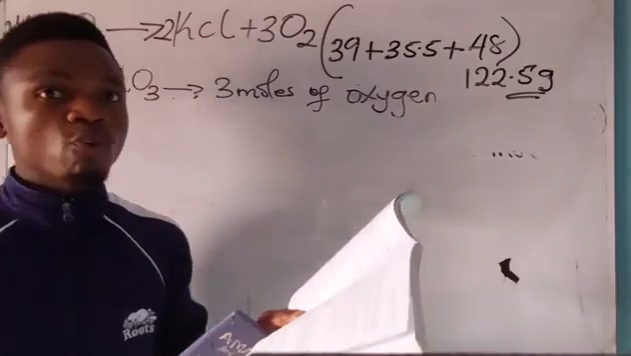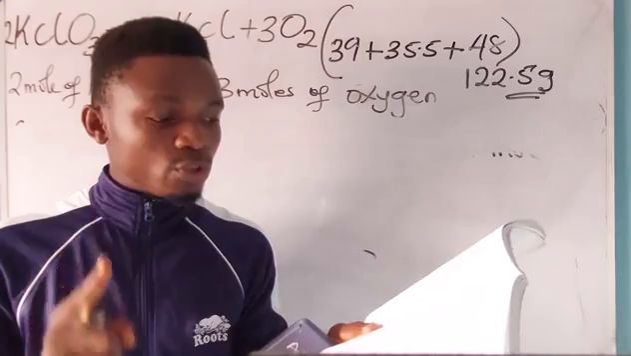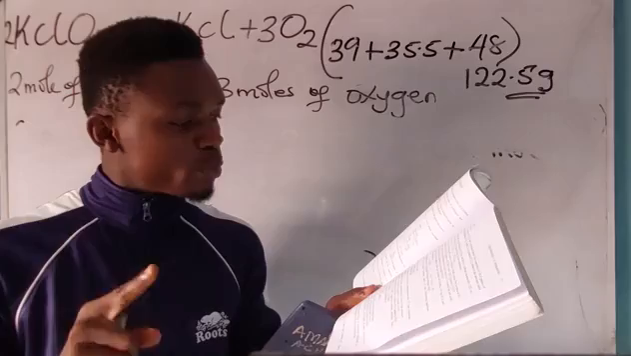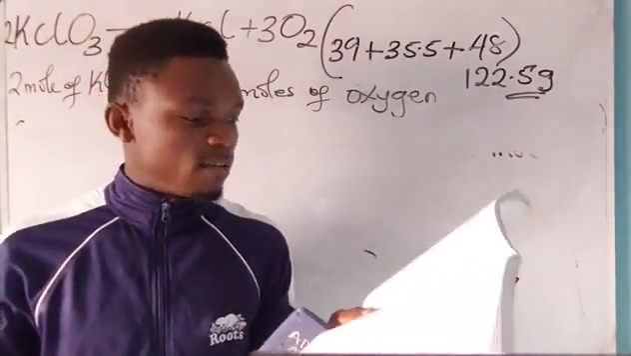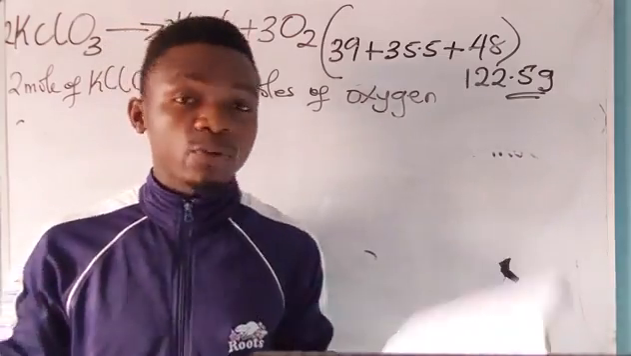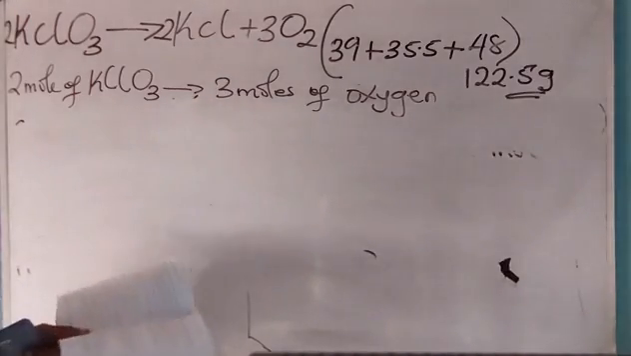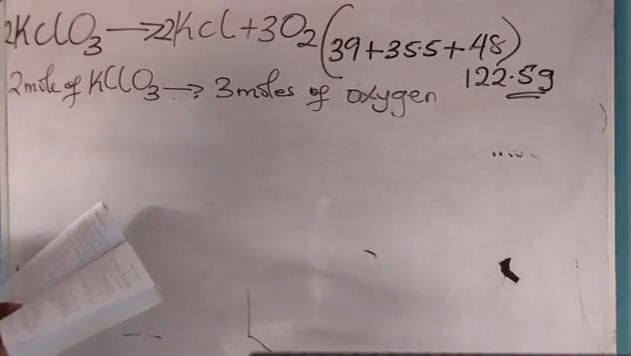How many grams of potassium chloride are produced during a decomposition that also produces 10 grams of what? Oxygen. Very easy. Okay, I said carbon dioxide, sorry, oxygen. It is very easy, same approach.